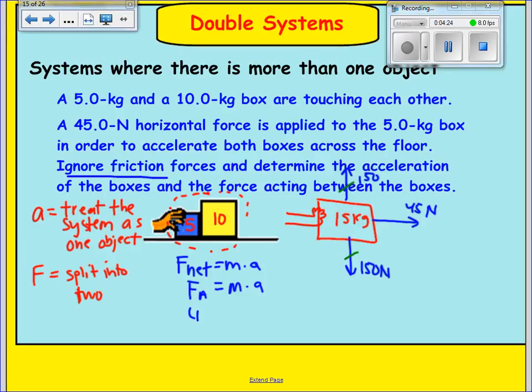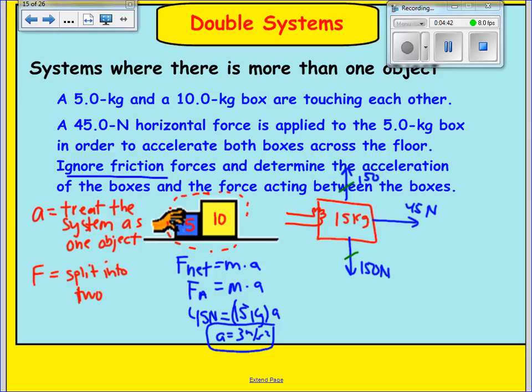Okay, so the force applied we know is 45 newtons. And that's equal to the mass of the entire system. We're treating it as one thing. So the mass is 15 kilograms. And then that's equal to A. And so we solve for A, and acceleration would be 3 meters per second squared.